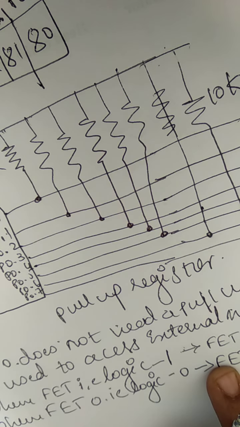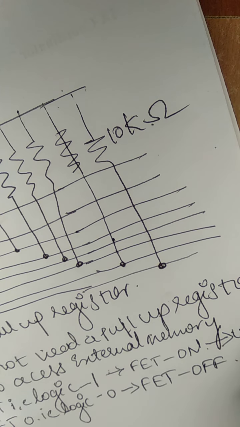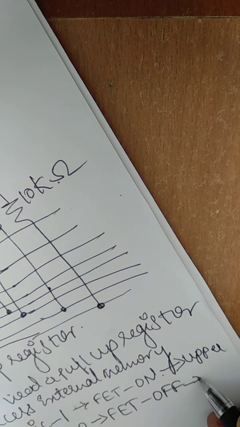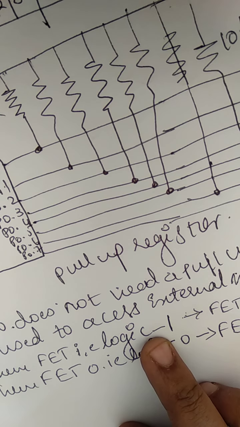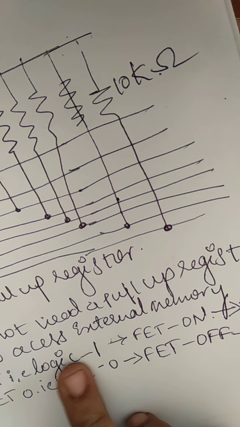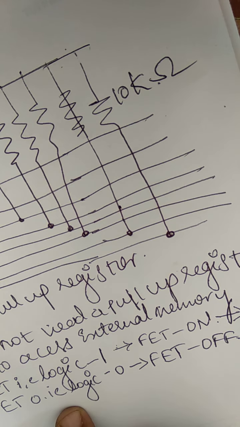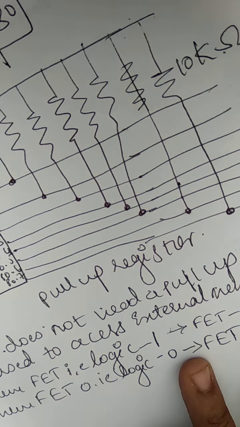That will provide the logic high at the pin. So when this address bit is 0, then the lower FET is on and the upper FET is off. You will call it the upper and the lower. When the logic gate is 1, the upper FET is on. When the logic gate is 0, the lower FET is off, and at that time it will be in the off condition.